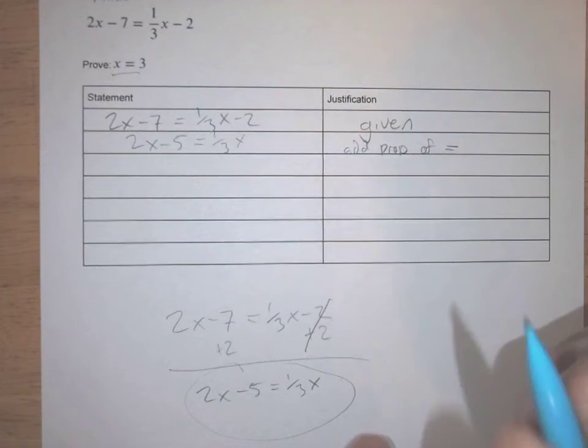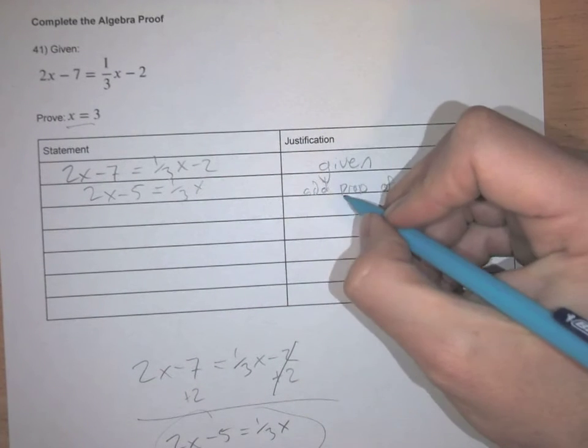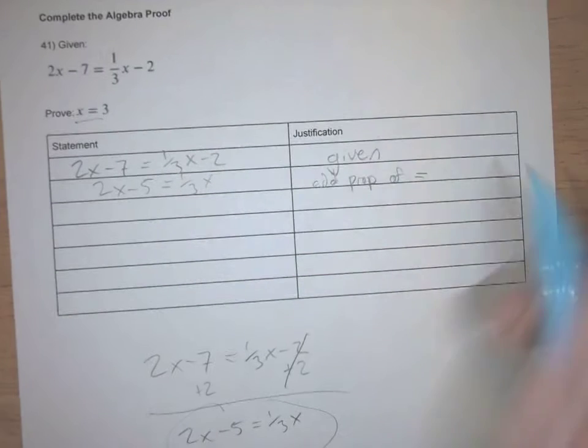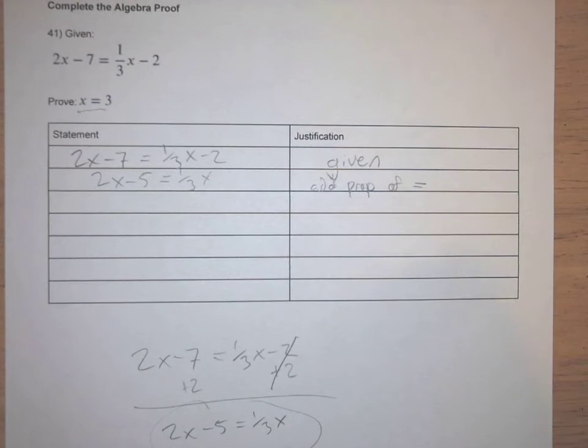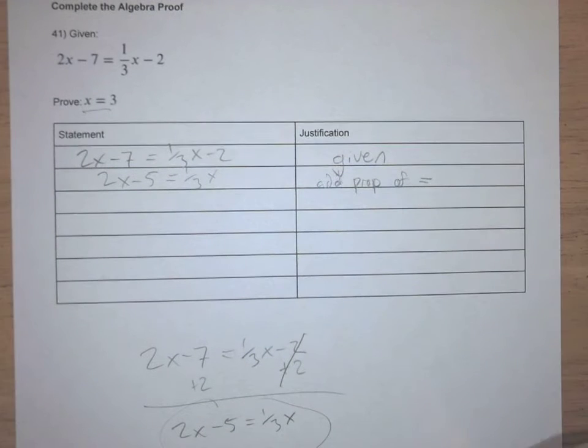Now you're welcome to abbreviate just like I did, but you have to be specific that this is a property. So if you write add prop of equal, that's fine. What you don't want to write is addition, because addition is not a property. Well, it is, but if you say addition, I don't know whether you're citing a property or just saying I added. It sounds like you're referring to an operation and not a property. So you have to state that this is a property that we're talking about, and it's the addition property of equality.